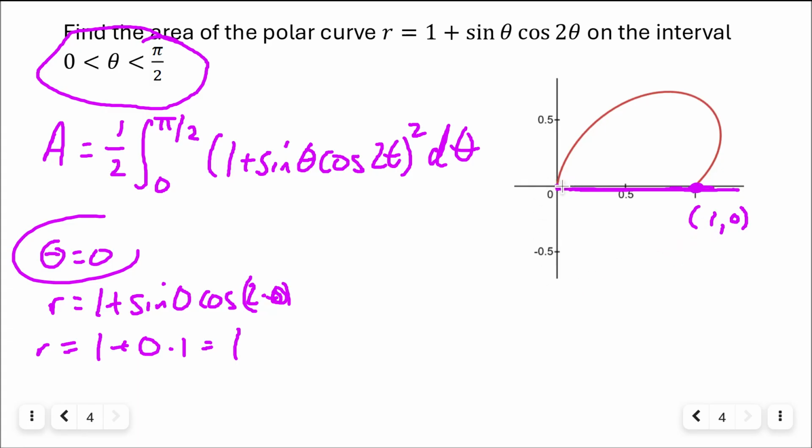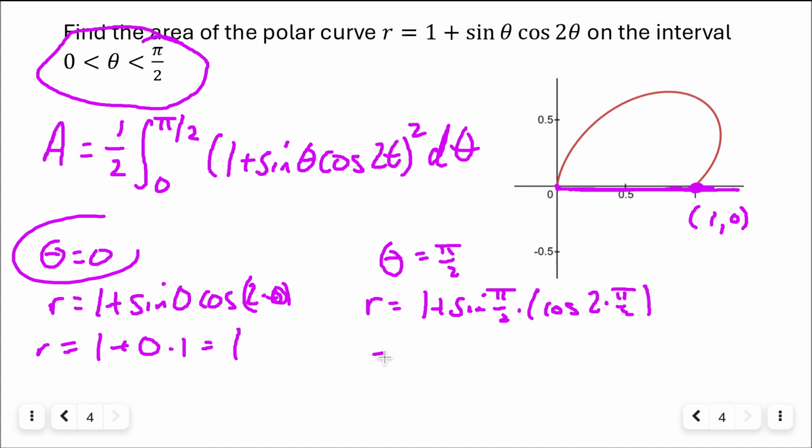Now, 0 is actually where theta is equal to pi over 2. Because if I plug in pi over 2 for theta, I get 1 plus sine pi over 2 times cosine of 2 times pi over 2. So that's 1 plus 1 times cosine of pi, since 2 times pi over 2 is pi. Cosine of pi is negative 1. But 1 minus 1 is 0. So this point here at the polar axis, or the pole, is the point 0 comma pi over 2.